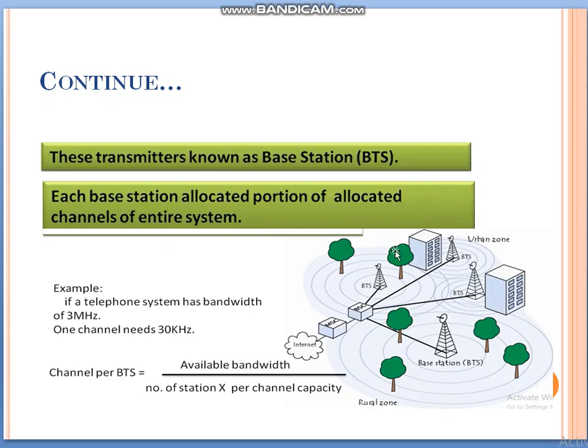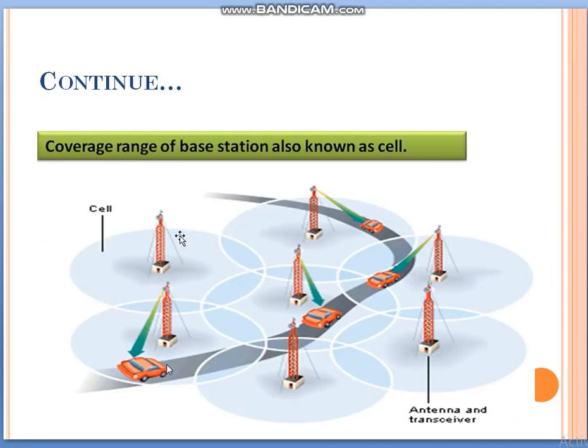Say the total frequency is t, and 4 cells are available; then the frequency per cell is t by 4. How do we calculate the channels per BTS, meaning per transmitter? It is the available bandwidth in the network divided by the number of stations, here 4, which gives the channel capacity.